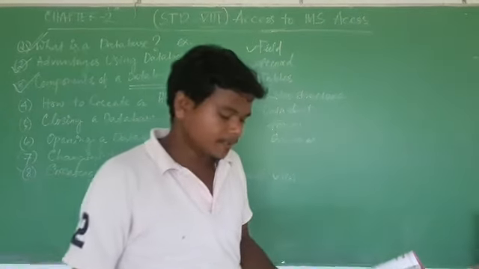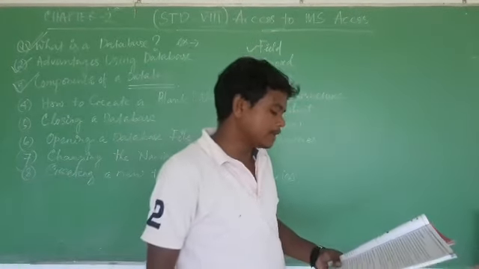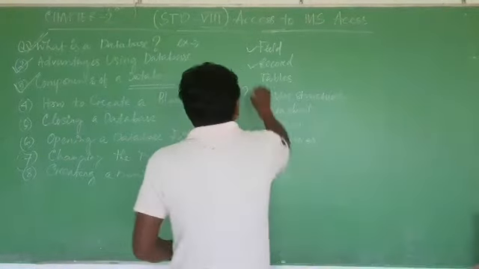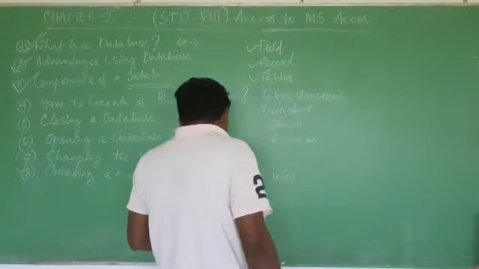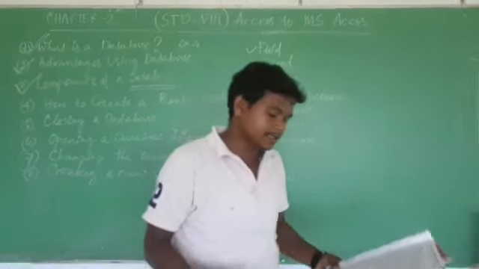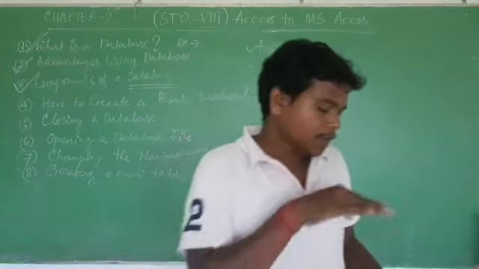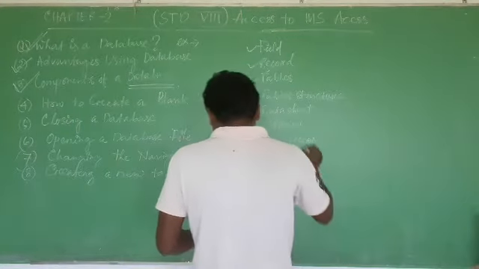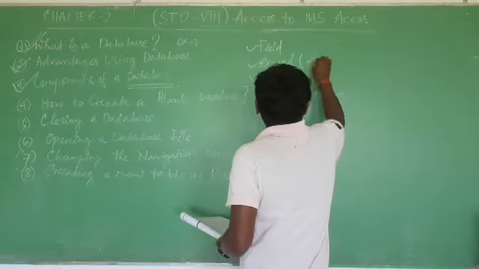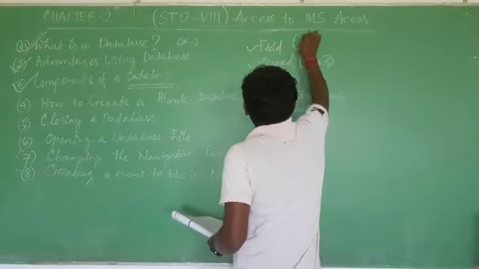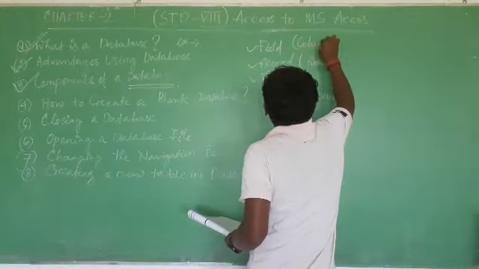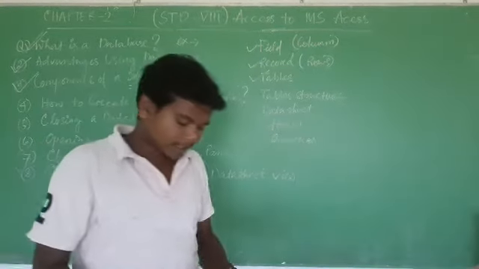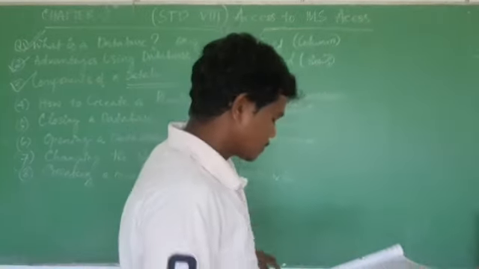For example, a record includes a set of fields about one employee. And tables, as I told you, are the place where all the information in your database is stored in the form of rows and columns. So a row is called a record and a column is called a field. Okay, rows and columns. Data are stored in rows and columns.